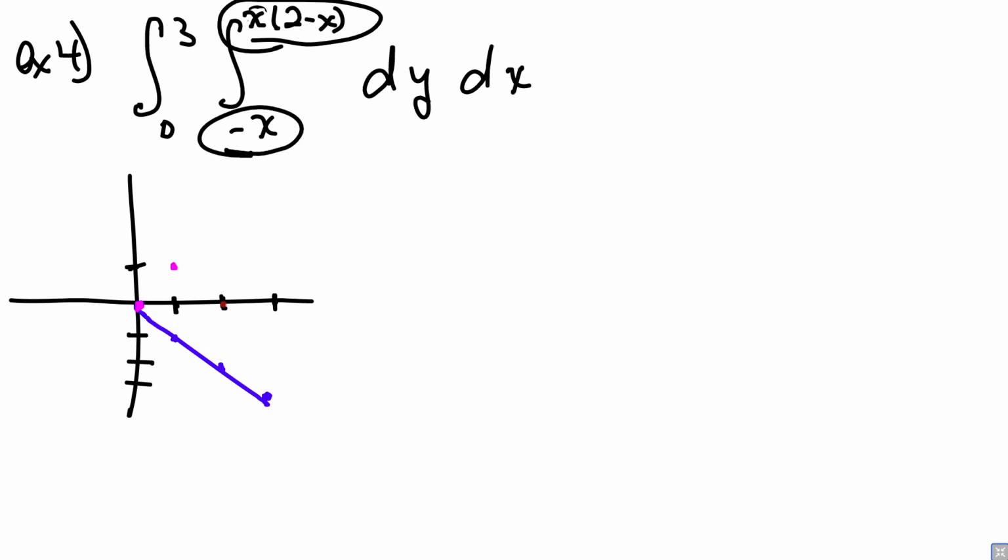Next, if I put 2 in, what value do I get? 0. And then if I put 3 in, what value do I get? -3. Okay, so this kind of fuchsia represents the top function. Okay, so I have this point of intersection, which is (3, -3), and I have this point of intersection, which is (0, 0). Okay, so this is what it would look like, the region that I'm trying to find the area of.